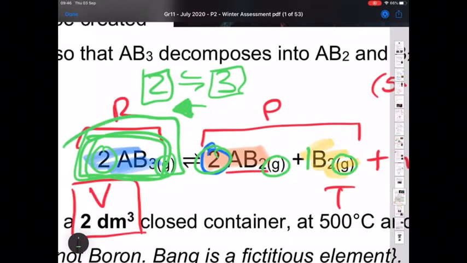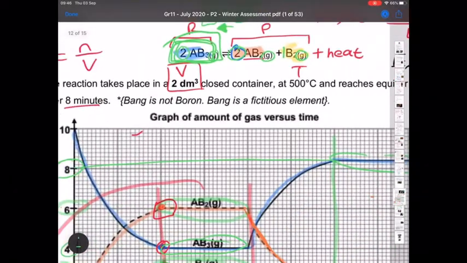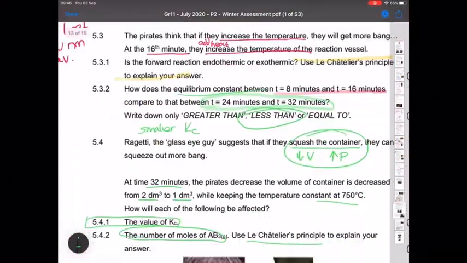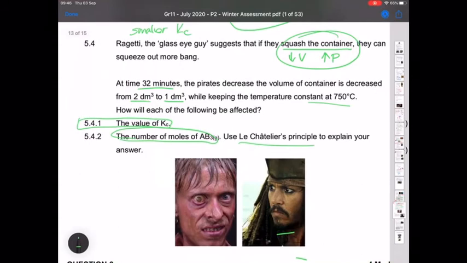Okay. So many of you lost marks because you talk about favoring the side. Do not speak about the side. You have to refer to the reaction. Not favors the side which produces more moles of gas or less moles of gas. It favors the reaction which produces fewer moles of gas or more moles of gas. Please don't ever speak about a side again. Banish side from your vocabulary.